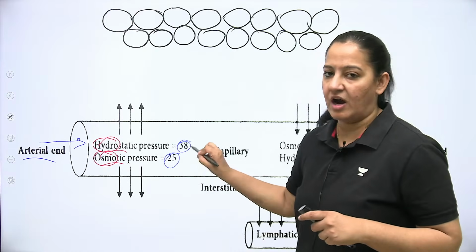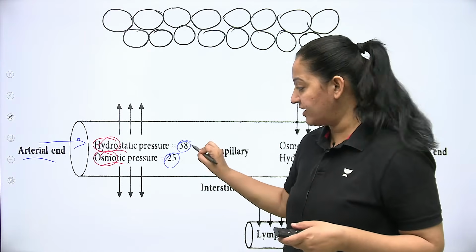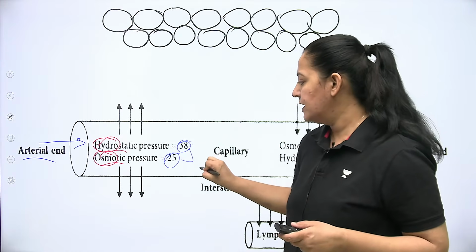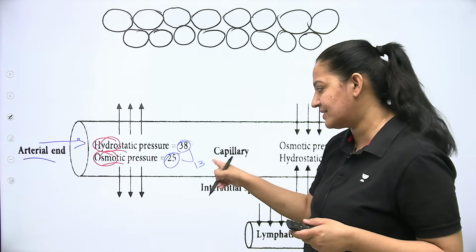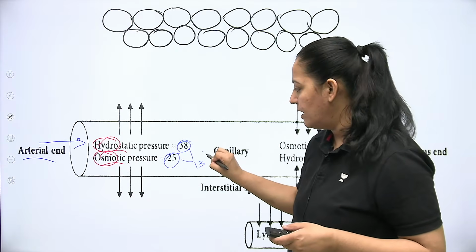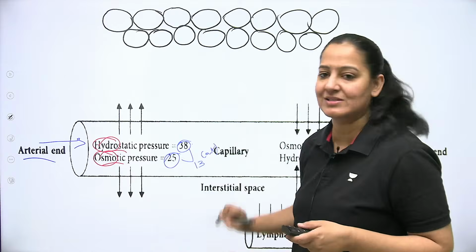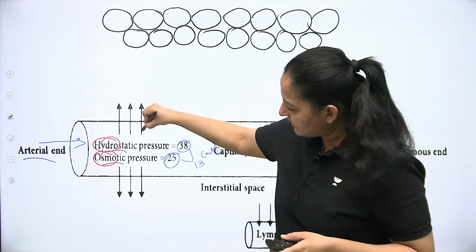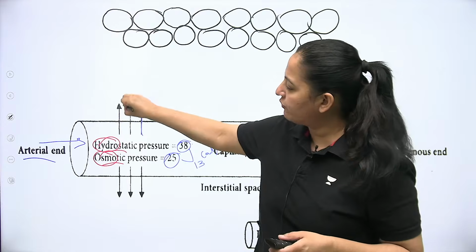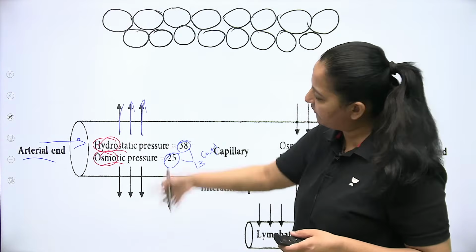Tell me which is more. 38, of course, it is more than 25. So 38 minus 25 is 13. The net pressure here at the arterial end is 13, and that 13 is outward, because 38 minus 25 is plus 13. Can you see the arrows here? So the fluid will go out with 13 mm of pressure.